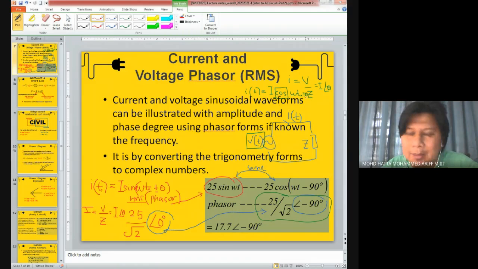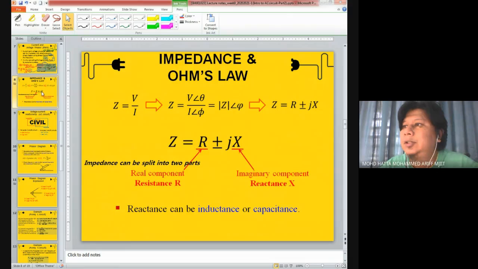So please remember, to minimize your error: if your voltage is in cos, make sure your current later on is also in cos. If your voltage or current is in sine, make sure that when you write it back during your calculation, it is also in sine. All right, that's for voltage and current phasor.